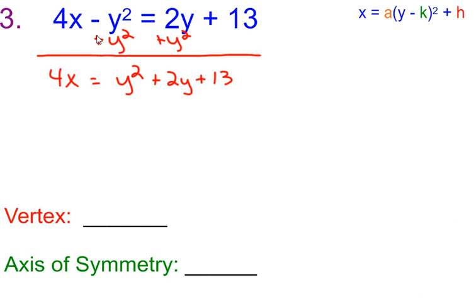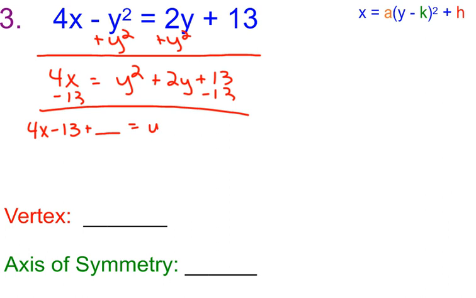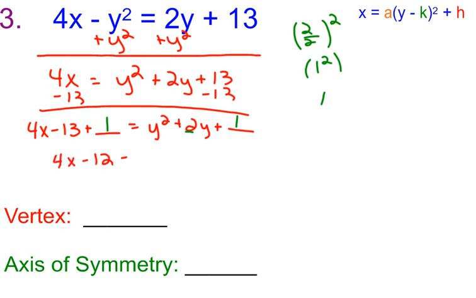So to do completing the square, I'm going to minus 13, so I'm going to move that constant over. And I'd have 4x minus 13 plus blank equals y squared plus 2y plus blank. Remember, your blank is b over 2 squared, so we'd have 1 squared, which is 1. So I put a 1 in both blanks. I then have 4x minus 12 equals, we can go ahead and factor this.